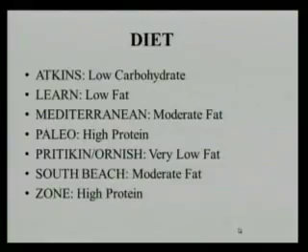So what about diet? There are multiple diets out there, and I picked a sample of these different diets. There is Atkins, which is low carbohydrate, LEARN, low fat, Mediterranean, moderate fat, Paleo, high protein, Pritikin or Ornish, very low fat, South Beach, moderate fat, and Zone diet, which is high protein.